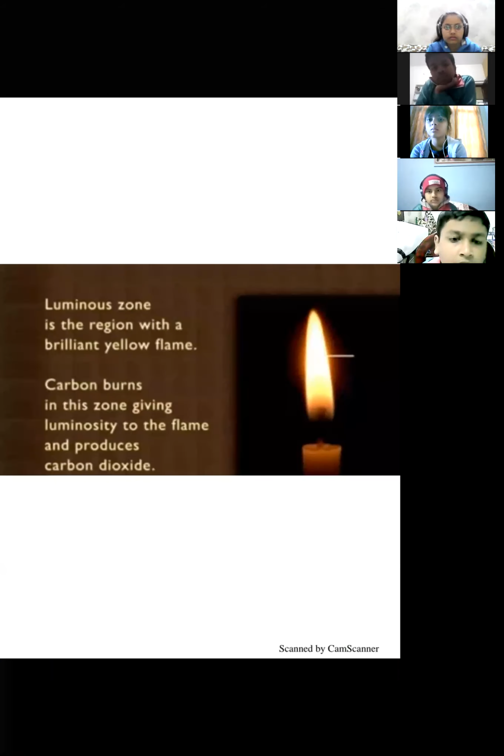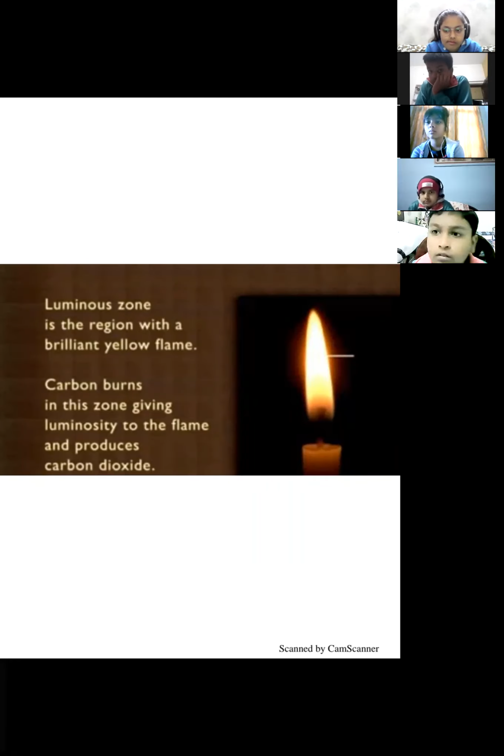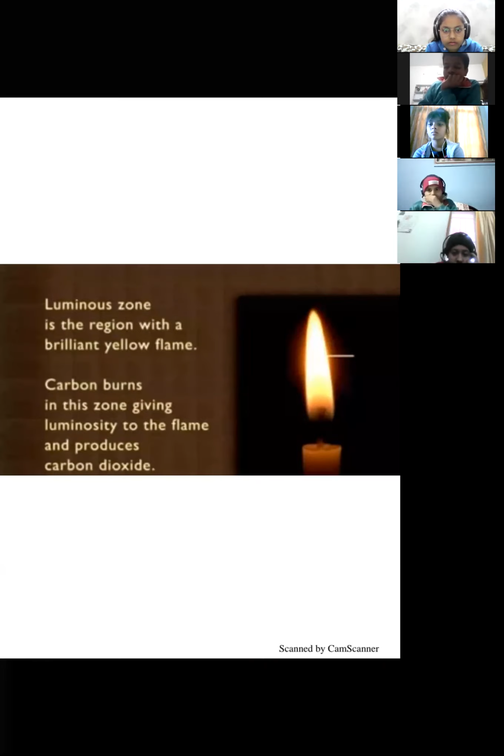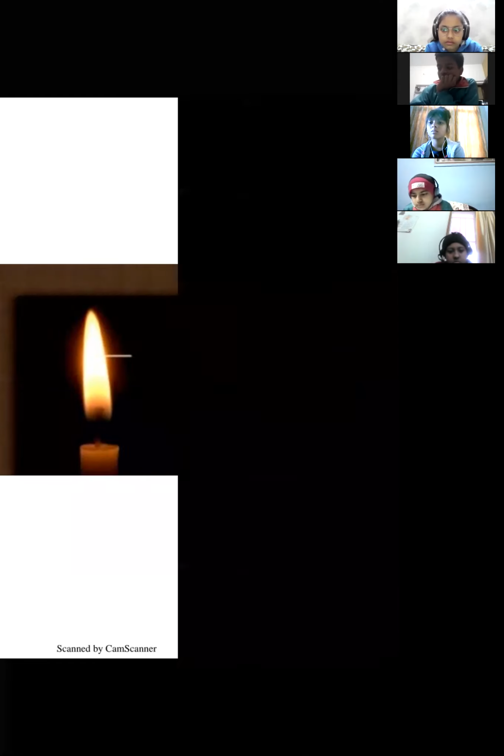Next, the luminous zone, which is the middle part of the flame, which is brilliant yellow. Carbon burns in this zone, giving luminosity to the flame and producing carbon dioxide. And in this zone, there is incomplete combustion.